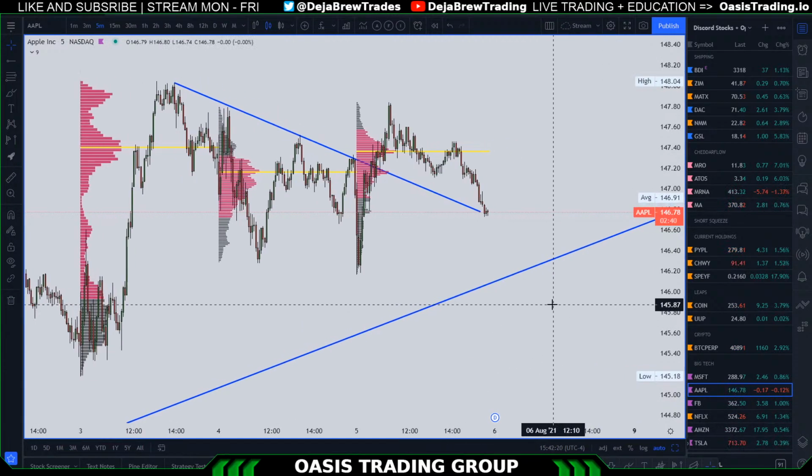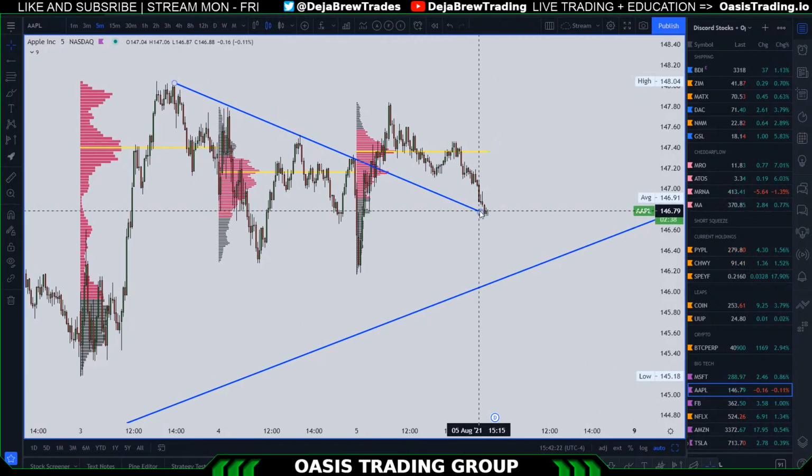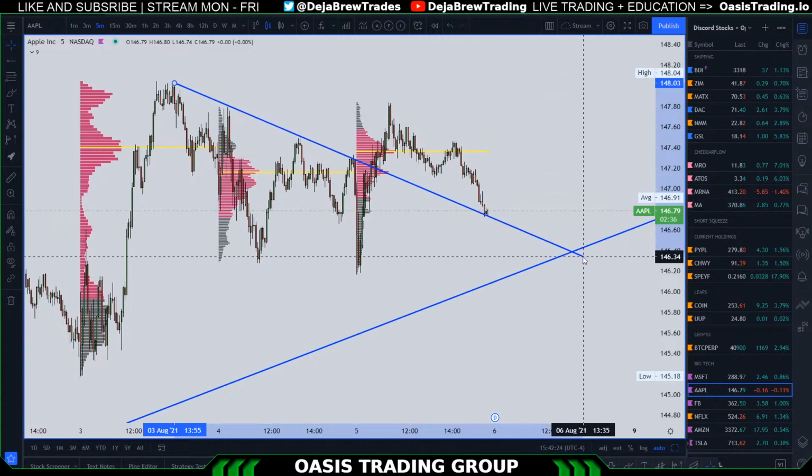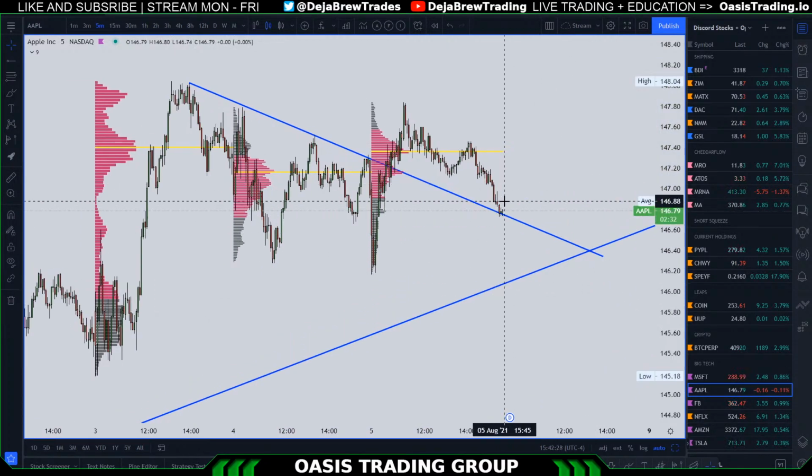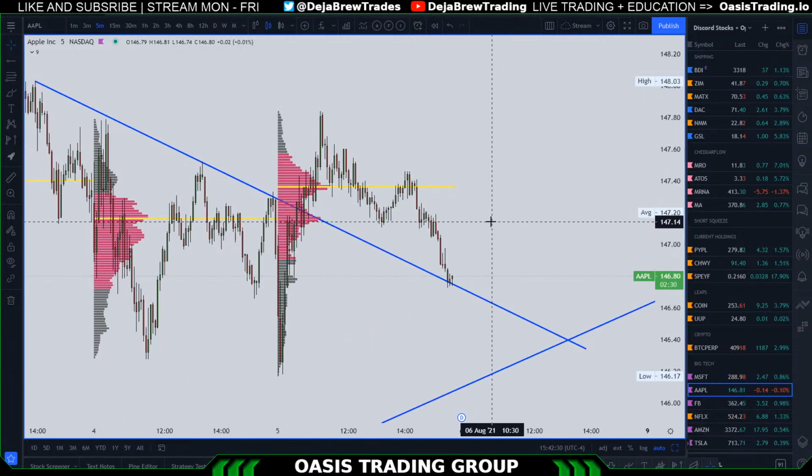Did you see what Apple did after they announced that? No. They've been going down all day since they posted that. Kind of figured. They retested this trend line though. This trend line's pretty nice.